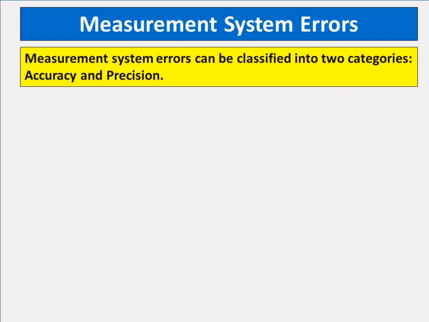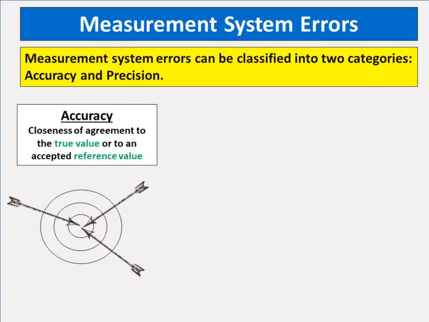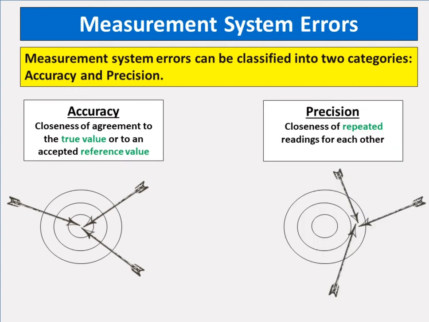Measurement system errors. Measurement system errors can be classified into two categories: accuracy and precision. Accuracy is the closeness of agreement to the true value or to an accepted reference value. Precision is the closeness of repeated readings to each other. Precision is independent of accuracy.